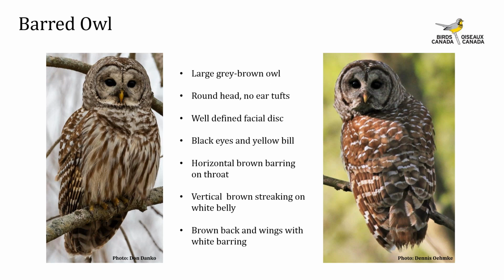Our next owl is the barred owl. It's a large gray-brown owl that is visually distinct from other eastern North American owls. They have a round head with no ear tufts and a well-defined facial disc with a dark brown outline. They have black eyes with a yellow bill. They have horizontal brown barring on their throat and these vertical elongated brown streaks on a white belly. And then their back and wings are brown with white barring throughout.